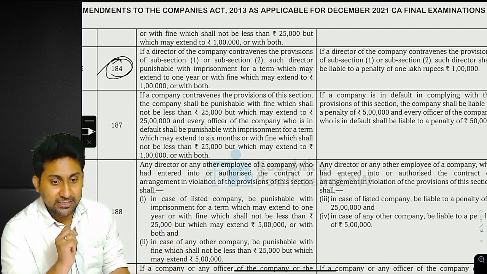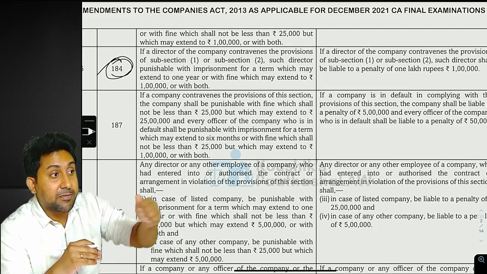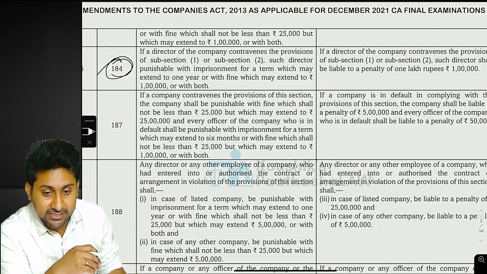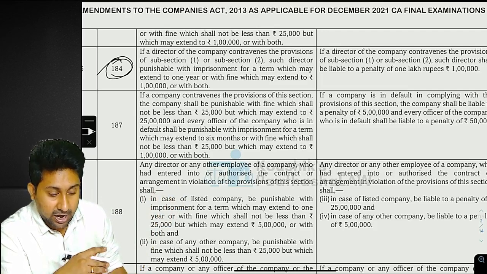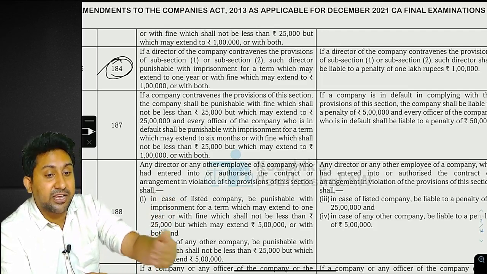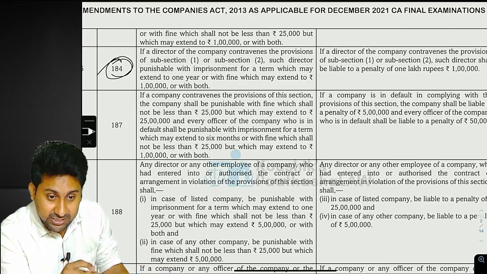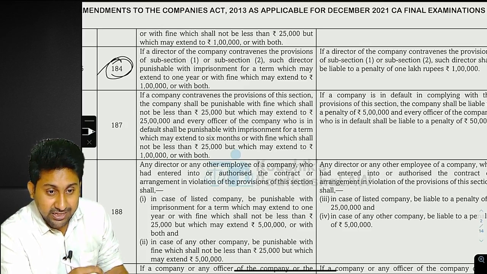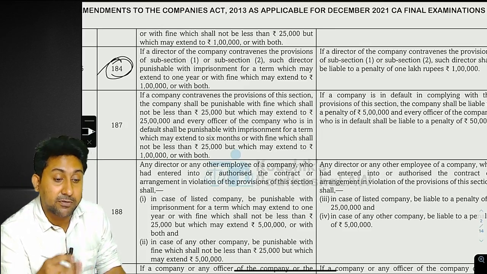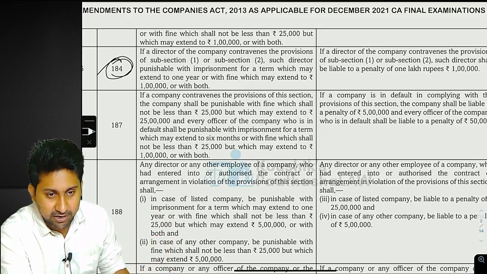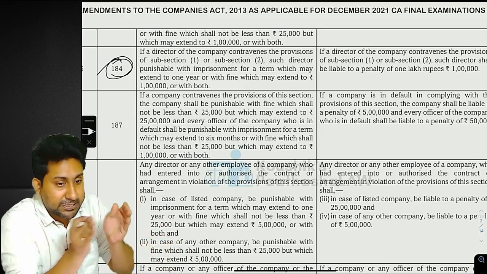Every director of a company, at the first meeting of the board in which he participates as a director, and in every financial year's first meeting, and whenever there is a change in the disclosures already made, shall disclose his concern or interest in the company, companies or body corporate, firms or other association of individuals in such manner as may be prescribed. That is MBP 1.